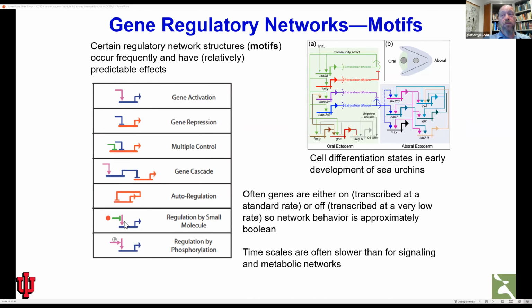The effect of those transcription factors can be modulated by other molecules, and they're very, very often regulated by phosphorylation. Typically, because of the time it takes to do transcription and translation, that's typically 20 to 40 minutes for a typical protein. These networks operate on a fairly slow time scale.